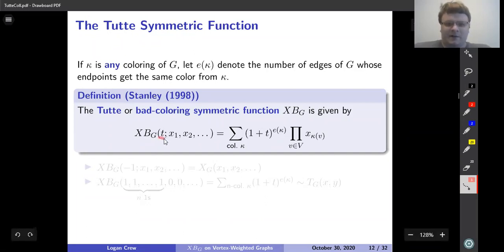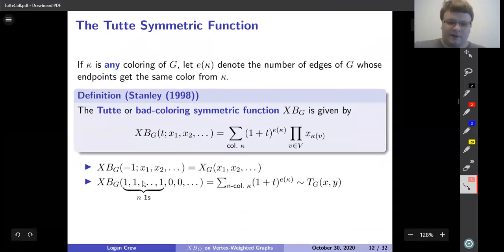And this has an extra variable t in addition to our variables x1, etc. And what does this t do? We're still summing over colorings, but all colorings, not proper ones necessarily, every coloring kappa. We still take this monomial that we get out of the partition, the x sub i's to the number of the vertices that get that color, but we also get a factor of 1 plus t for every edge that connects two vertices of the same color. That's what the t is counting, how bad the coloring is, how far away from being proper.